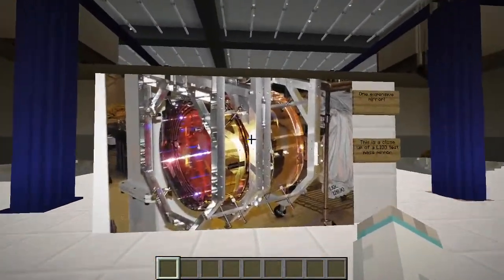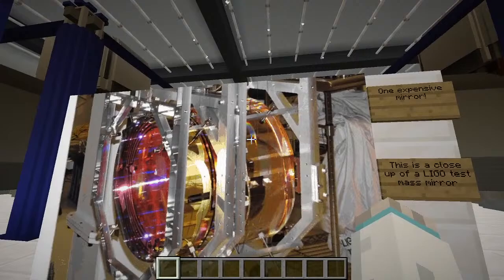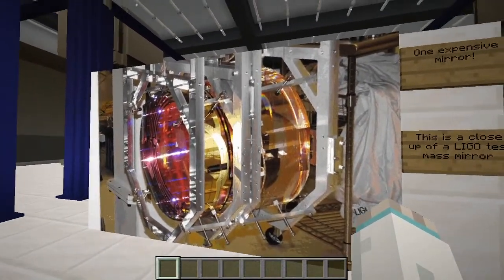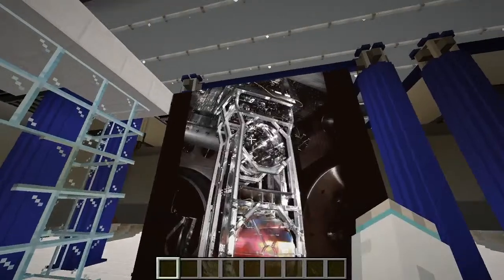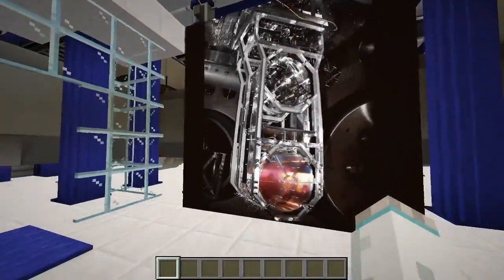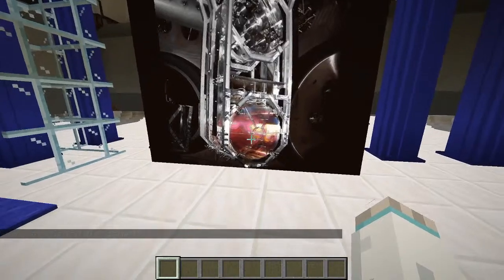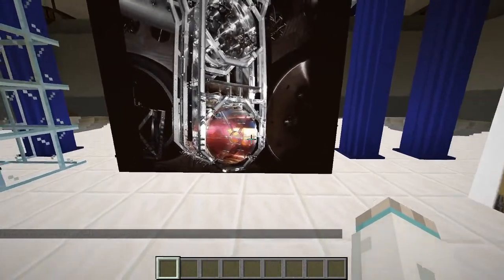Here are these incredibly expensive mirrors, some of the most expensive mirrors on the planet, and we can see these up close. You can see there's a frame here which holds up these mirrors. Here is what we call the test mass. This is the one where the laser light bounces and reflects off of.